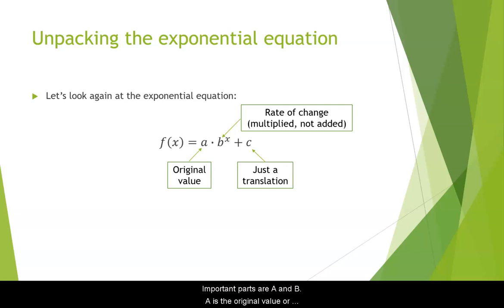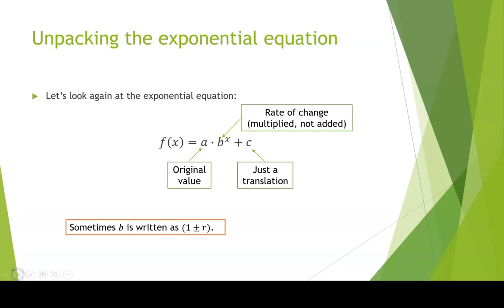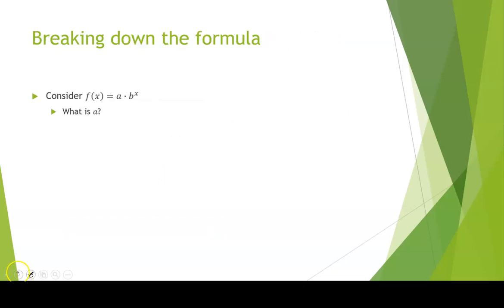A is the original value or starting point, and b is the factor of change, the factor of increase or factor of decrease. Sometimes b is written as 1 plus or minus some rate. This is especially useful when we're working with changes in percentage.